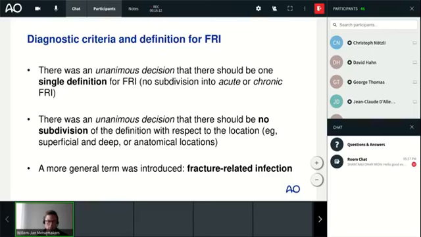Think about post-traumatic osteomyelitis, infection after fracture fixation. But since recently, compared to periprosthetic joint infection, PJI, we want to introduce fracture-related infection, and we'll come to that also later. What about the diagnostic criteria?